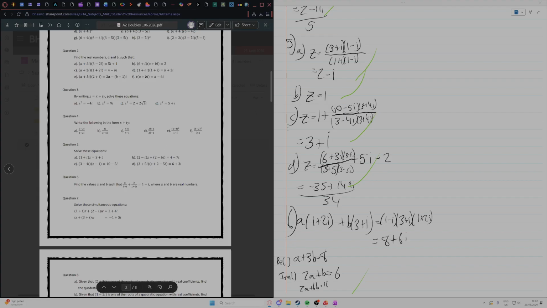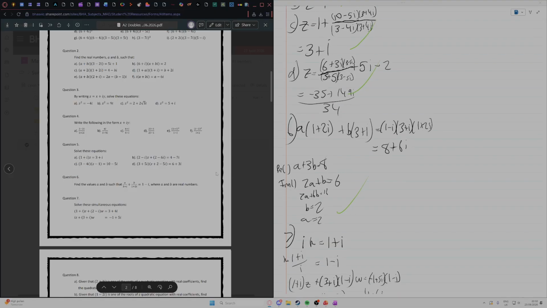And then for part C, you can obviously just do normal stuff. You just rearrange a little bit, expand. You don't even have to expand. You just divide by 3 minus 4i and then add 1, and that's your answer. And then part D, you do the same thing. Just divide by 3 plus 5i and then add 5i, take away 2.